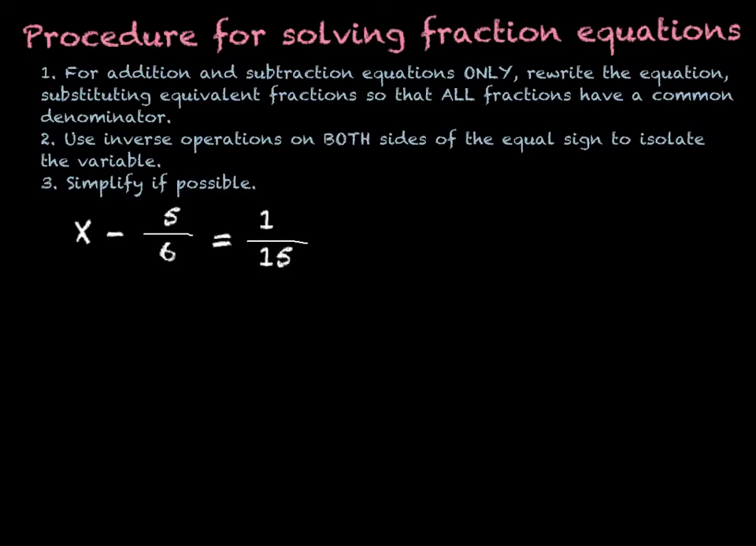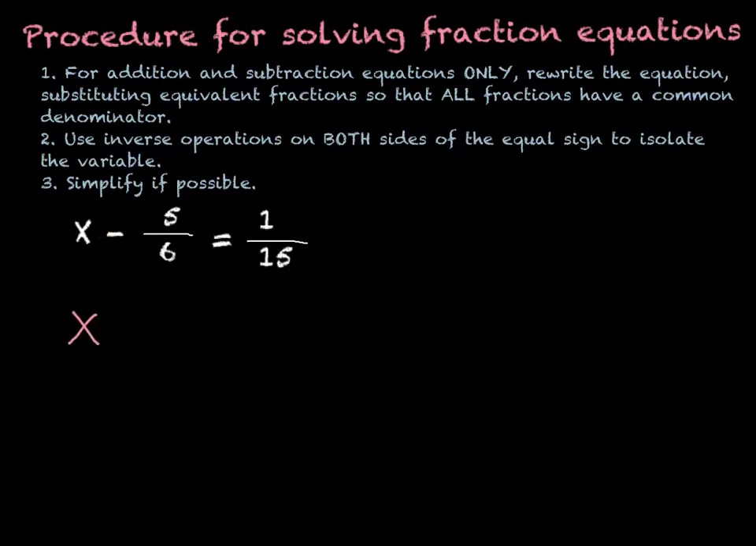There's a couple important steps we're going to need to follow in order to solve fraction equations. The first one is important. For addition and subtraction equations only, we must rewrite the equation by substituting equivalent fractions so that all fractions have a common denominator. Again, this just goes back to what we know about adding and subtracting fractions. With adding and subtracting fractions, we know we need equivalent fractions. With multiplication and division, we do not need those, so that's why we only have to do this in an addition or subtraction equation. Well, when I look at this equation, the only operation I see here is subtraction.